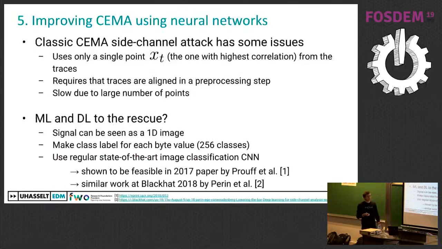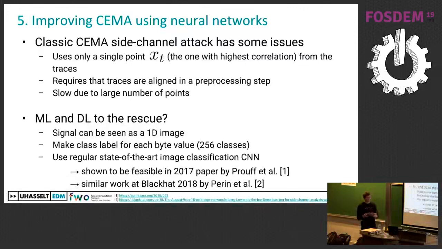There were some issues with the classical approach, namely it only uses a single point. It doesn't really sound good, because there could be multiple points in the trace that leak information, but we're only using one, and that's the one with the highest correlation. So let's see if we can fix that. Oh yeah, you also need to align the traces, which is also inconvenient.